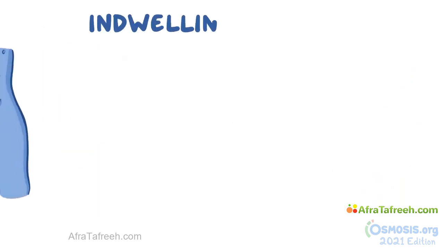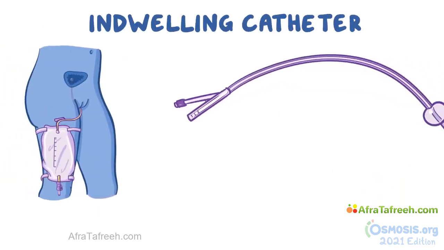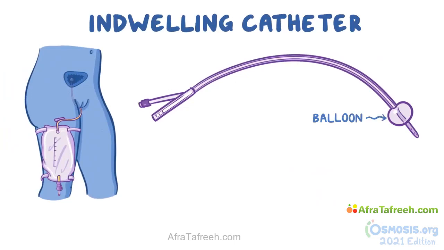Let's focus on the indwelling catheter. This consists of a soft balloon that's inflated inside the bladder to keep the catheter from slipping out, and a length of tubing, which connects the catheter with a drainage bag for collecting urine.